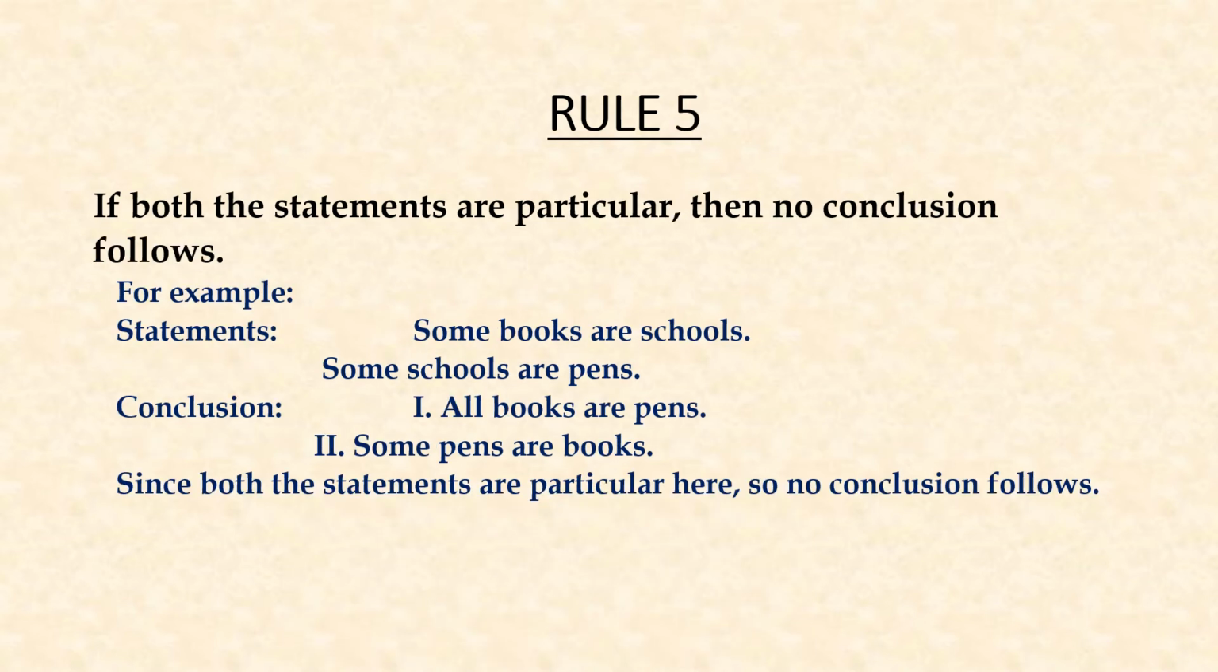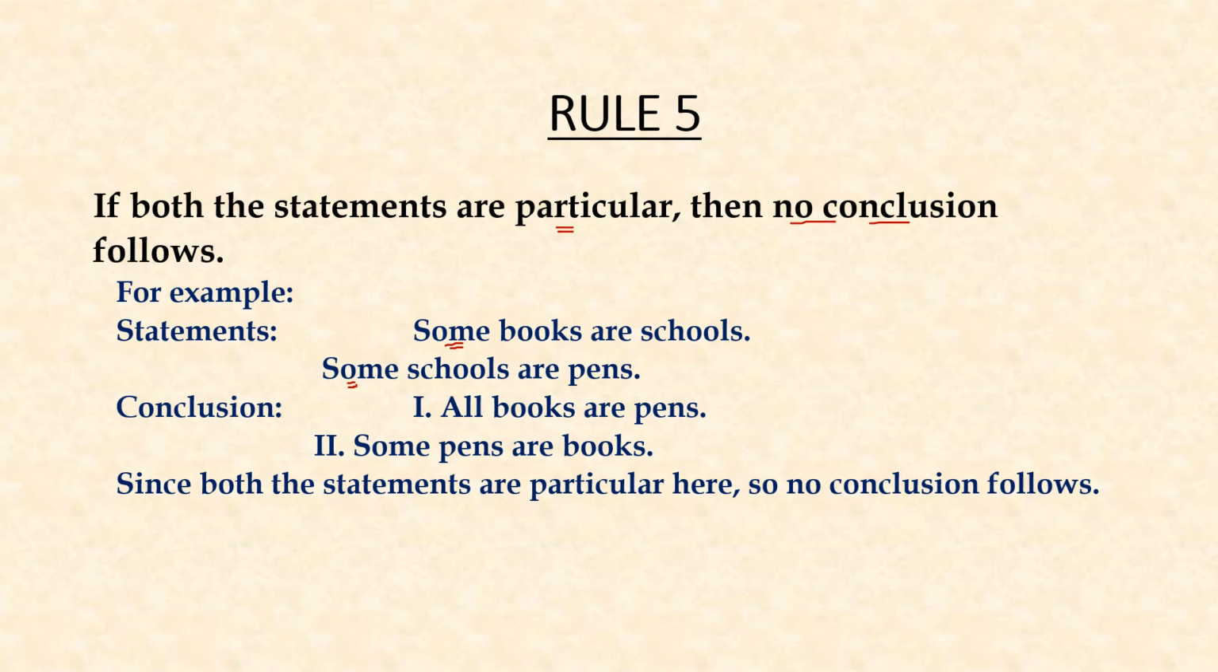Rule number 5 says if both the statements are particular, for that I told you earlier that it has to be the word some that is used. If you find this word some written in the statement, it has to be a particular statement. तो अगर हमारी दोनों statements particular हैं, in that case also no conclusion follows. कोई conclusion हमारा जो दिया हुआ statements हैं वो follow नहीं करेंगे.